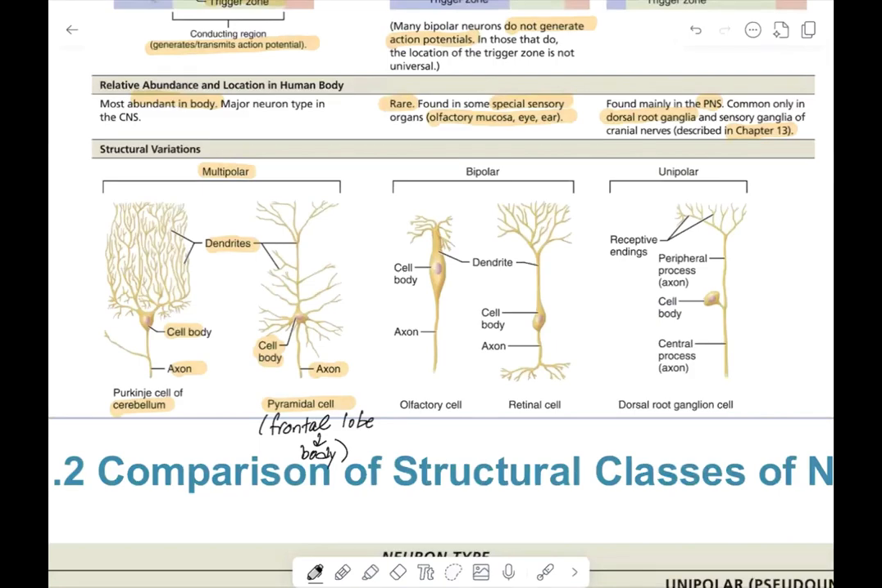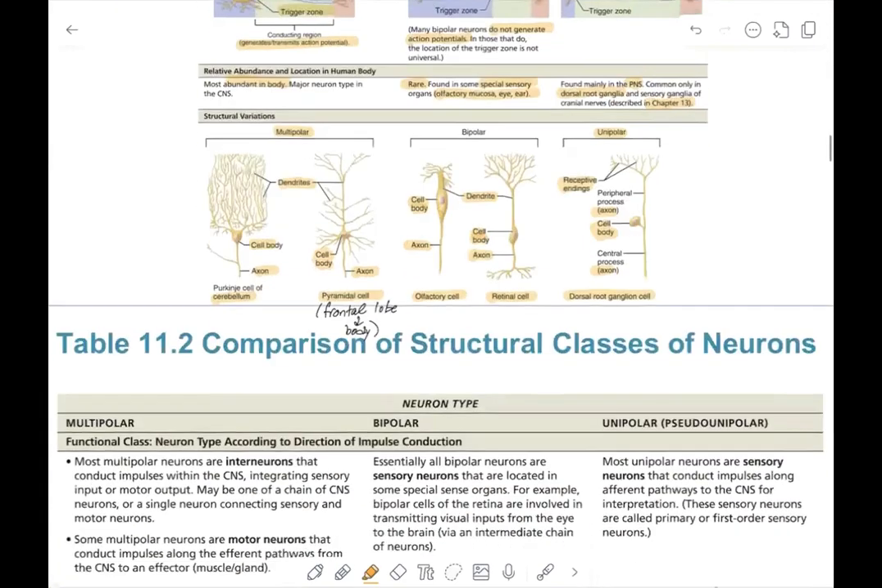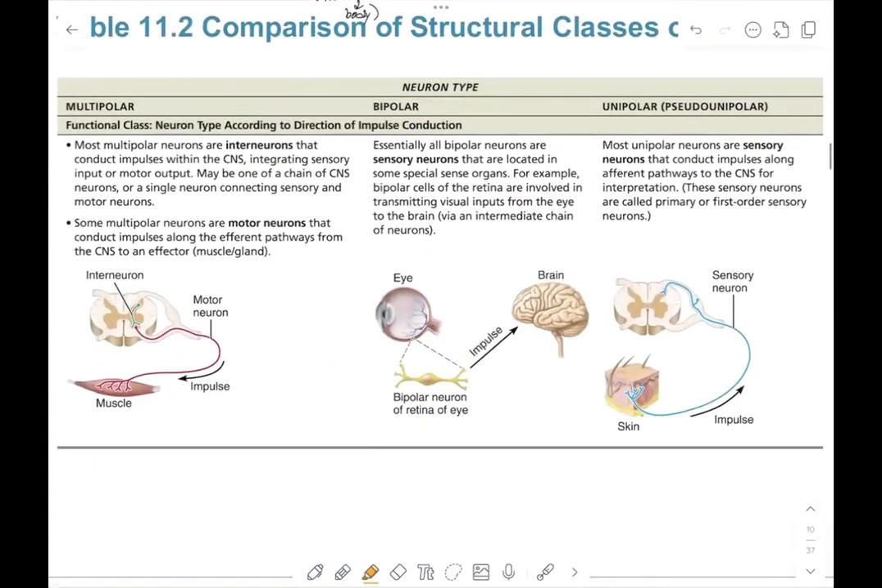The bipolar neurons, again, are only going to have two processes, a dendrite, cell body, and then an axon. So we could see that in the olfactory cell for smell and the retinal cell for eye. And then finally, the unipolar is going to have the receptive ends basically leading to the axon, a cell body, and we find it in what's called the dorsal root ganglion. When we further compare those, we see the rest of that table that's in your textbook.